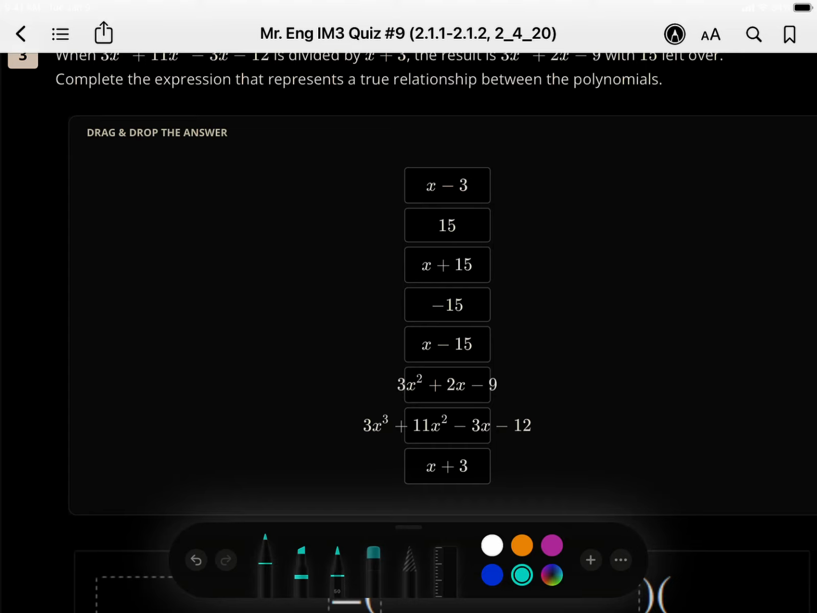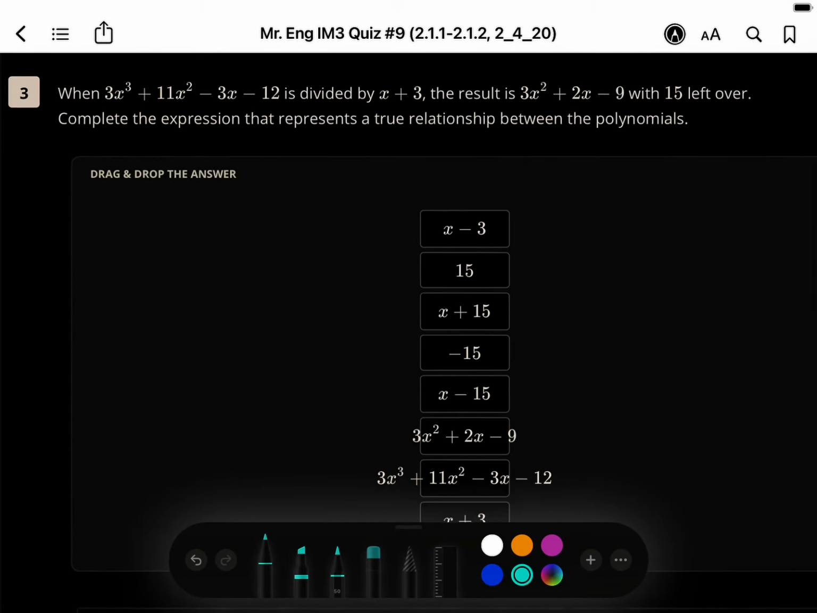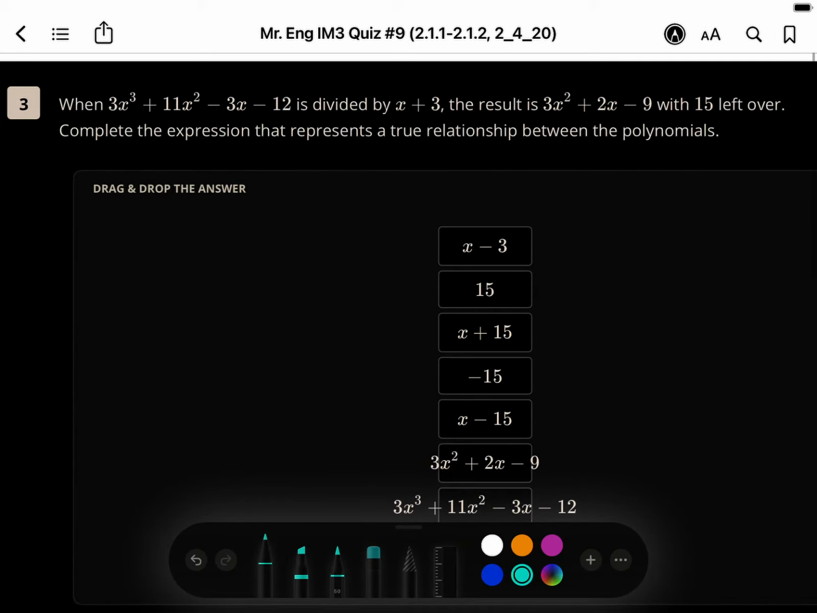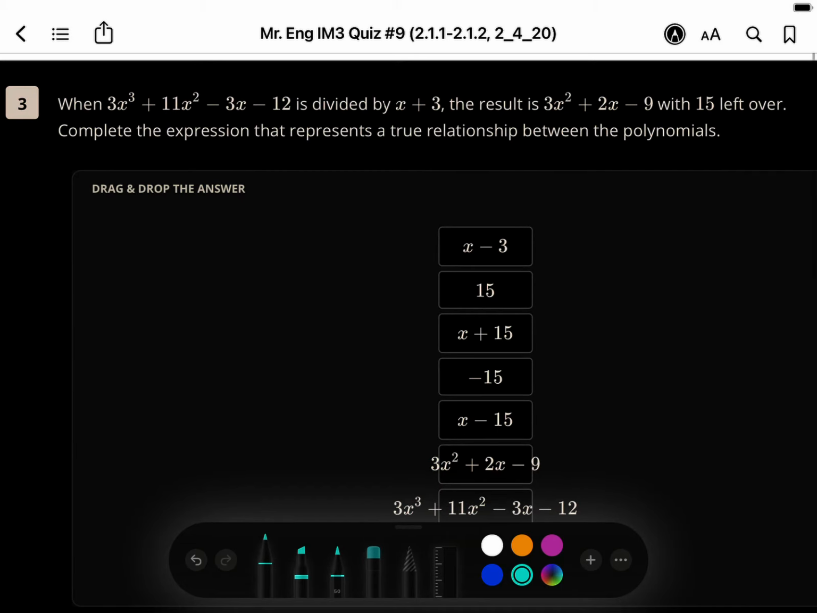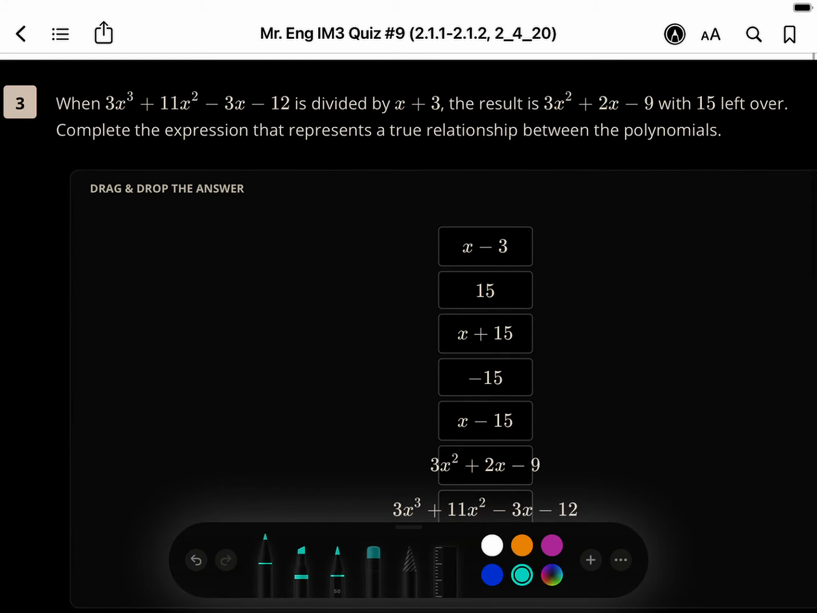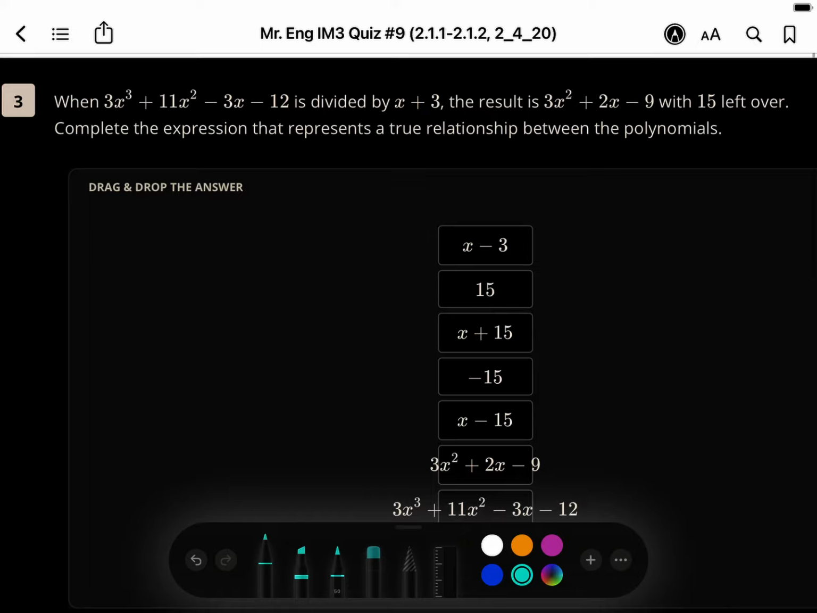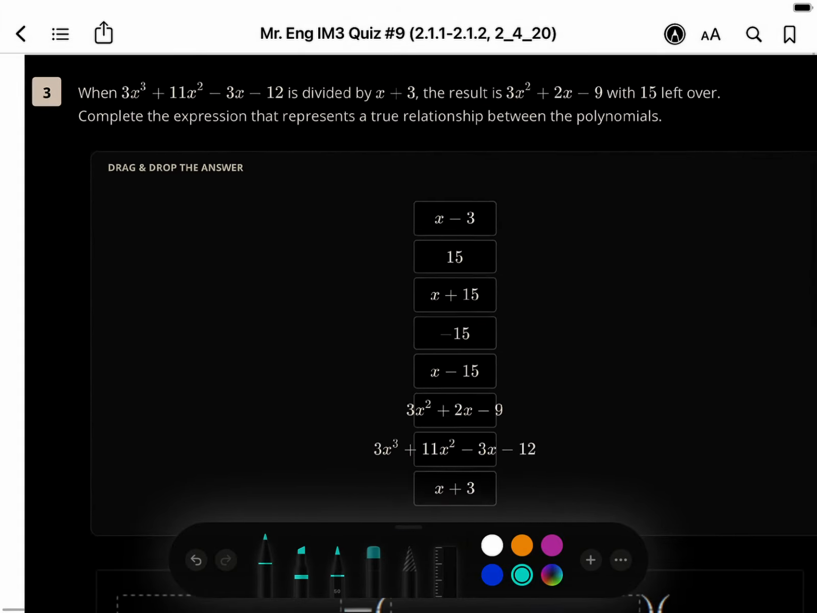When 3x cubed plus 11x squared minus 3x minus 12 is divided by x plus 3, the result is 3x squared plus 2x minus 9 with 15 left over. Complete the expression that represents a true relationship between the polynomials.